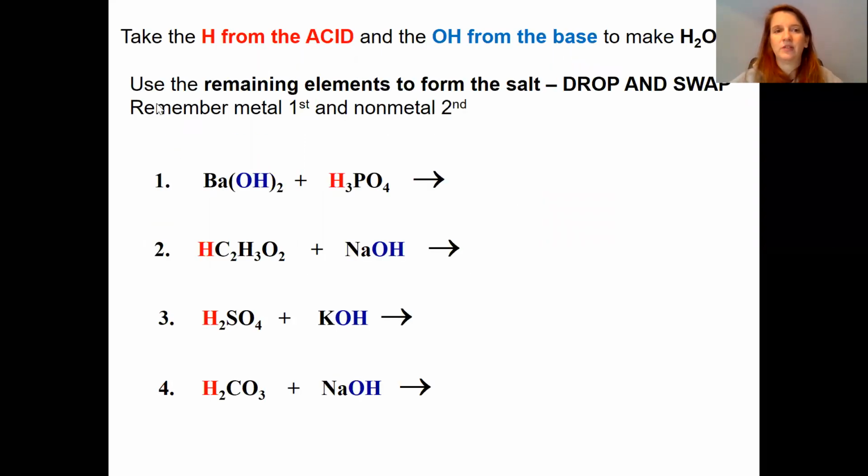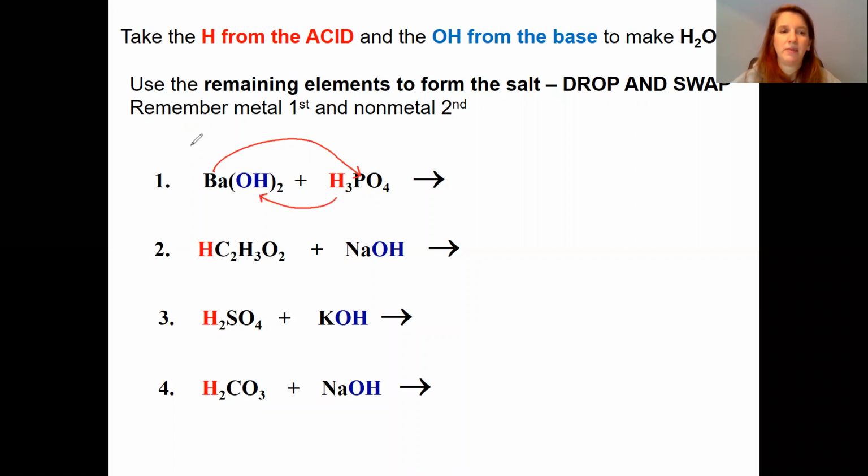All right, so doing this kind of practice here, again, the outside ions go together, the inside ions go together. So when you combine barium, which has a +2 charge, and phosphate, which has a -3 charge, and you drop and swap, that's going to end up being Ba3(PO4)2. Plus, what does the H and the OH make?